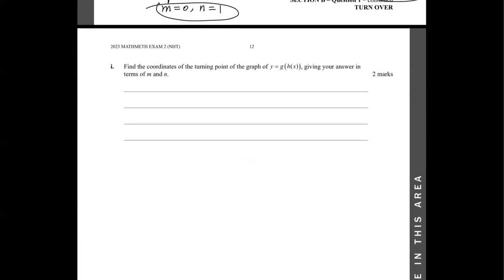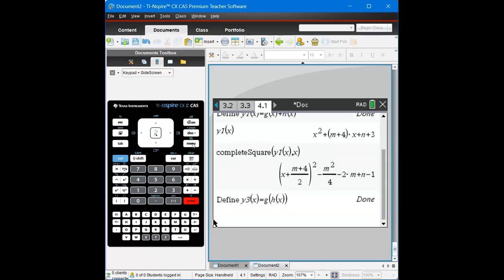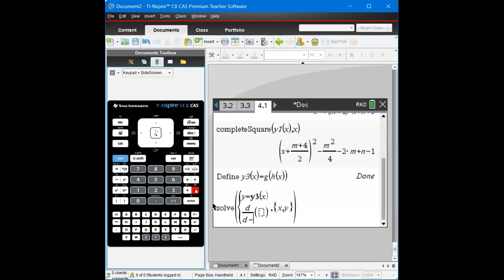Finally, find the coordinates of the turning point of the graph y equals g(h(x)). Give me your answer in terms of m and n. So this is a composite function. Well, define y3 of x equals g of h of x. Okay, menu 371. y equals y3 of x. And derivative y3 of x equals 0.